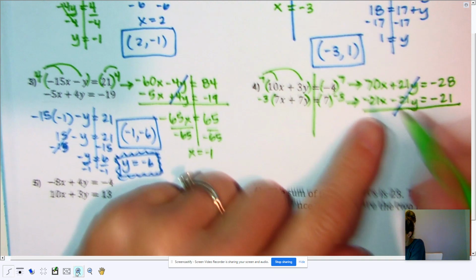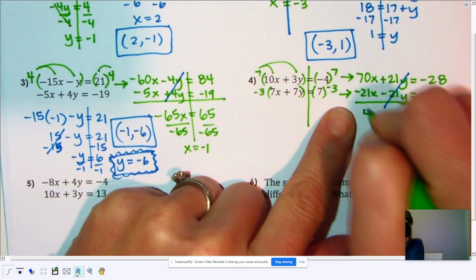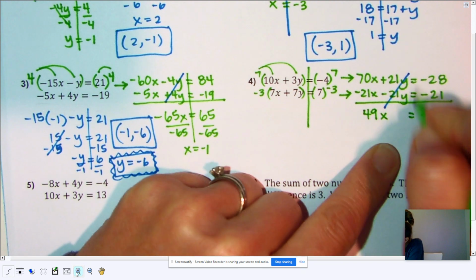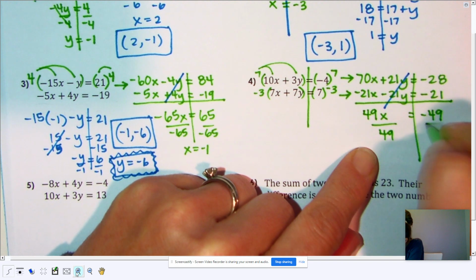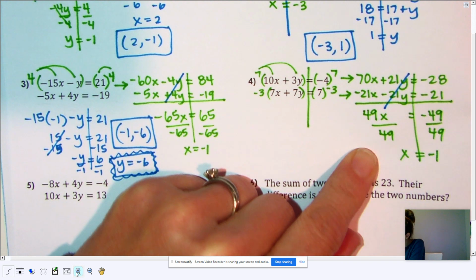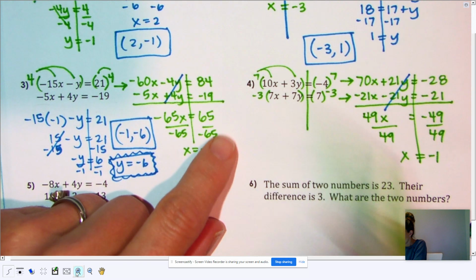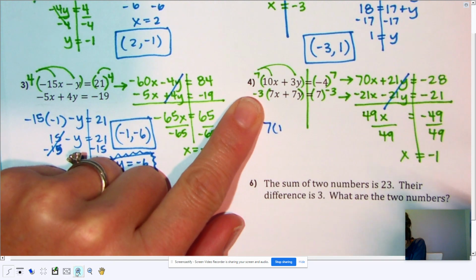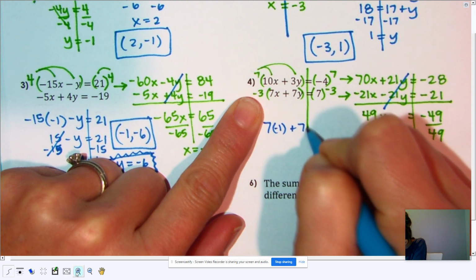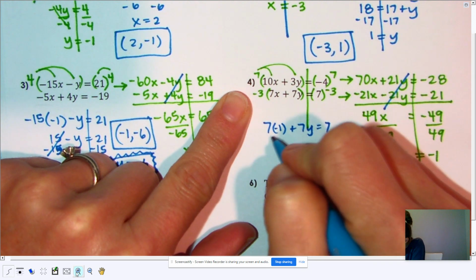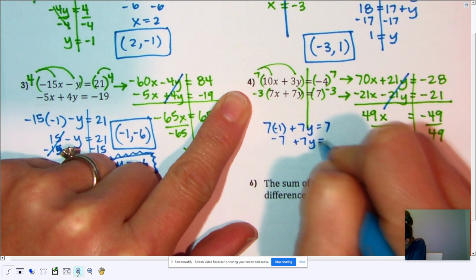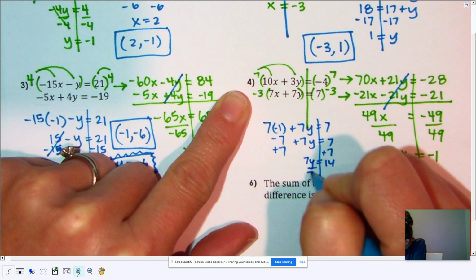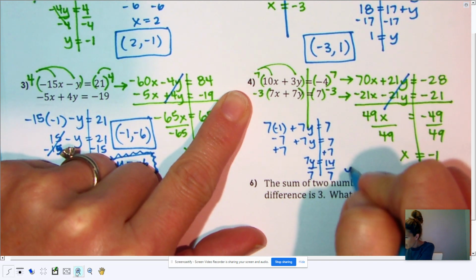So now I have 70 take away 21, which is 49x. And then on this side, we get negative 49. So I'm going to divide both sides by 49. So I get x is equal to negative 1. And then I'm going to plug it back into either equation. Let's just go for this bottom one right here. So I'm going to write 7 times negative 1, plus 7y equals 7. So that's negative 7 plus 7y equals 7. I'm going to add 7 to both sides, so 7y equals 14. When I divide by 7 on both sides, I get y is equal to 2.